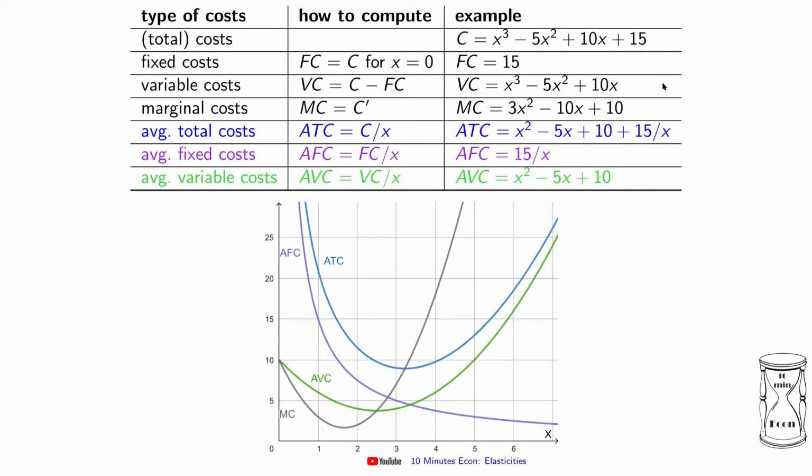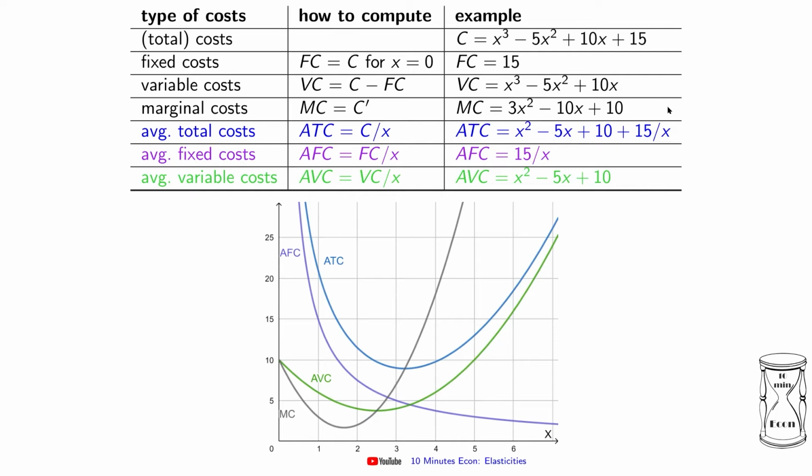Third line, that's the variable cost. And variable costs are exactly the opposite of the fixed costs. So you compute them by taking your total costs, the first column, and ignore the fixed costs, that's the 15. So what's left is the variable costs, so x to the power 3 minus 5x squared plus 10x.